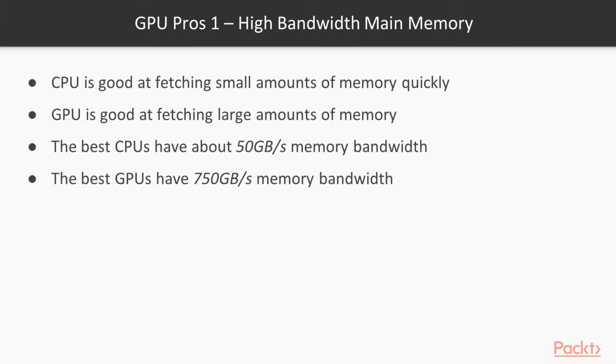The best CPU has about 50 GB per second memory bandwidth, and the best GPU has 750 GB per second memory bandwidth. So we can see that there is a huge difference, more than a 10 times factor. And this is because the GPU can fetch a lot of data simultaneously.